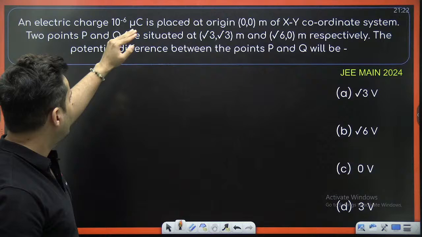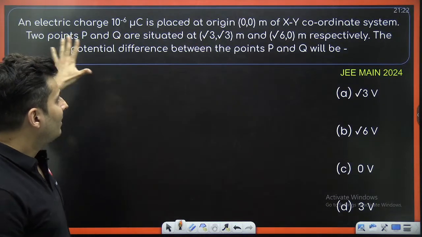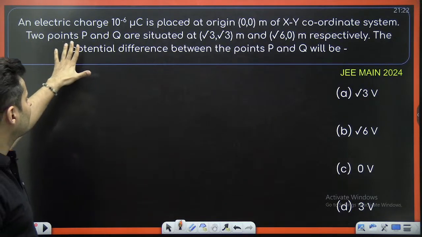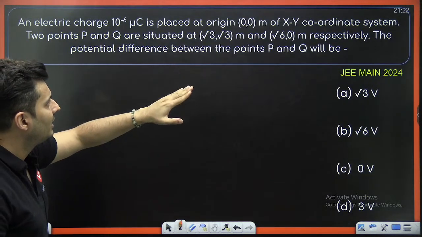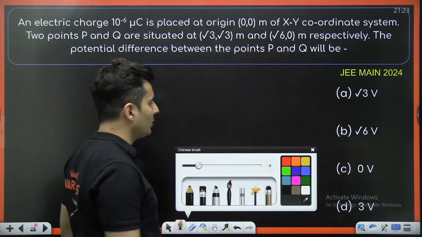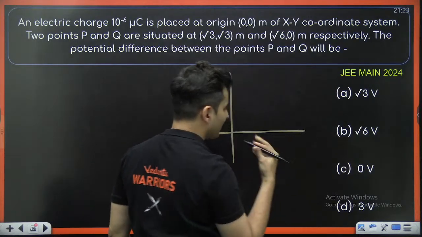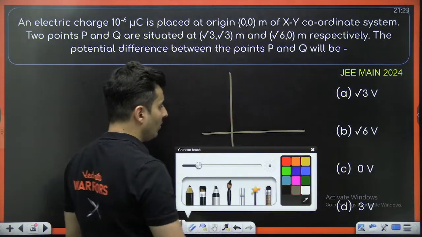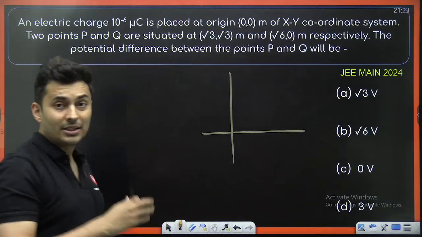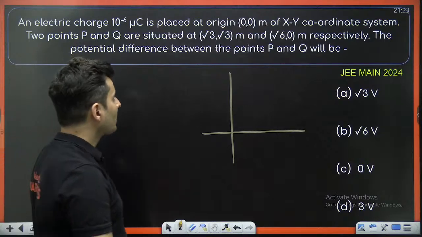An electric charge of this much is kept at the origin of an XY coordinate system. P and Q are at this point and this point. What is the potential difference between the points P and Q? Here, see, this is also a JEE Mains question. This was asked this year. So what you do in this case, I told you, right? Finding potentials, finding field, a very common model of question.